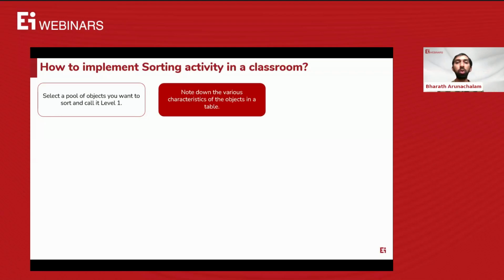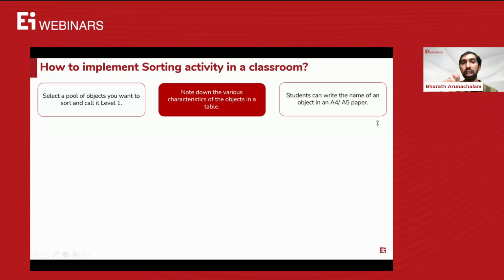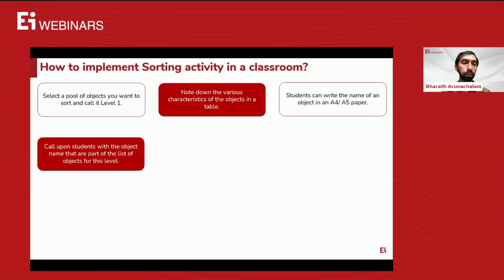Second step is you can note down the characteristics of these objects in the table. So that is the hint that you'll have to create for that particular pool of objects that you have created. Then we can have students write the names of the objects, right? So we had cards here on the screen. Instead of that, we can have students write names of these objects on an A4 or an A5 paper. Then you can call upon these students with the object. So they actually are going to play the role of that particular object, right? So they'll be either the tiger or the deer in the previous example.